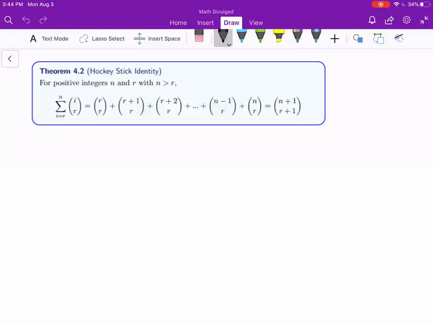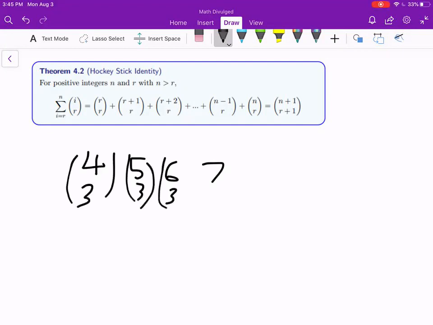So what you'll notice is that all of these combinations are choosing r, and they're consecutive numbers from r to n. So you can do this with anything. Like we have 4 to 7, for example: 4, 5, 6, 7. These are 4 consecutive numbers, and we have to choose the same thing. Let's say we choose 3: 4 choose 3, 5 choose 3, 6 choose 3, 7 choose 3.